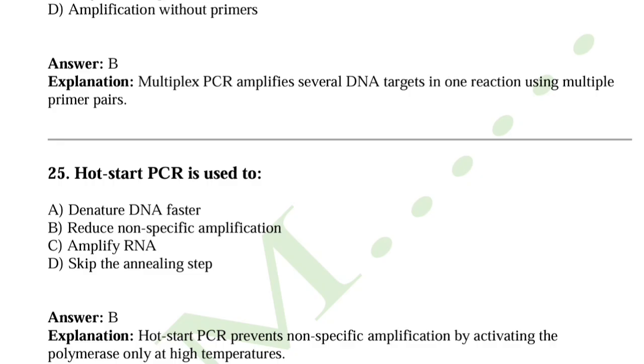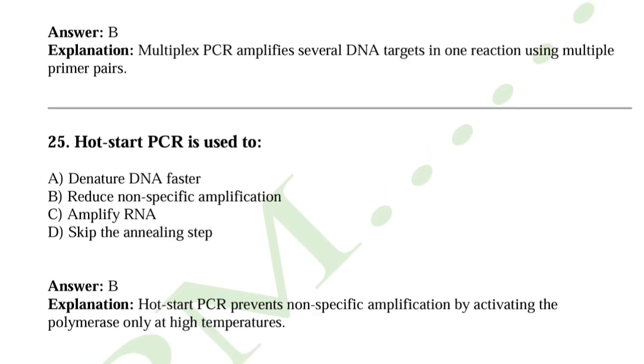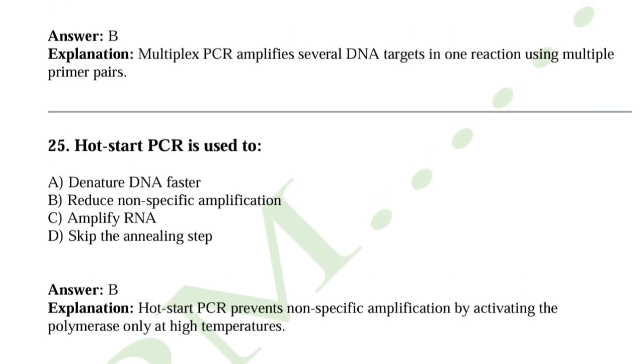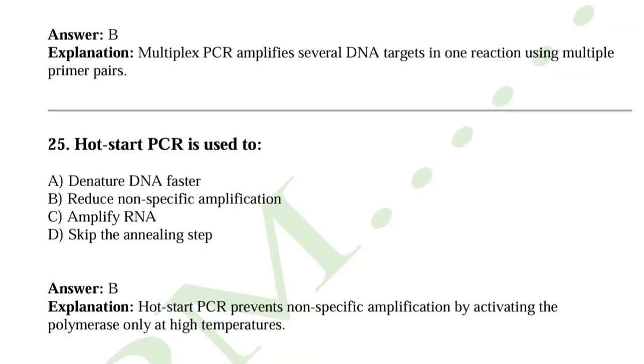Question number 25. What is hot start PCR used for? So the right option is B, to reduce non-specific amplification by activating the polymerase only at high temperature.